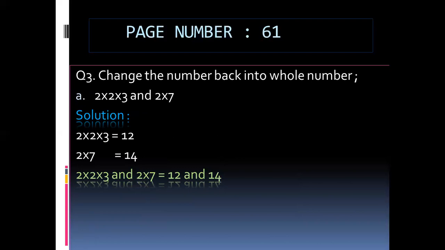In part A, 2 multiplied by 2 multiplied by 3. After multiplying these, 2 2's are 4 and 4 3's are 12. It means that 12 is the whole number of these prime factors. Same, the second set is 2 multiplied by 7. 2 7's are 14, and 14 is the whole number. 2 and 7 are the prime factors of 14.